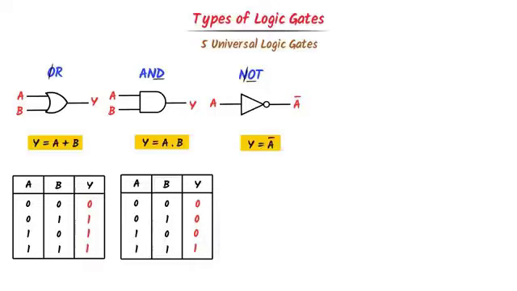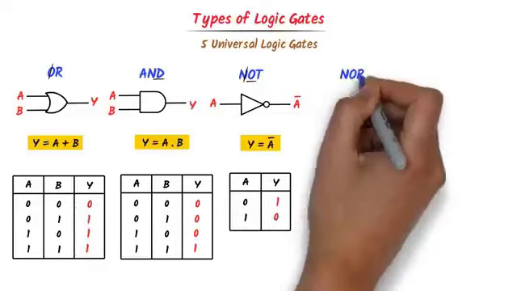For example, consider this truth table. The possible values of A are 1 and 0. What about the value of Y? Well, just inverse the value of A. The inverse of 1 is 0 and that of 0 is 1. Hence this is the truth table of the NOT gate.